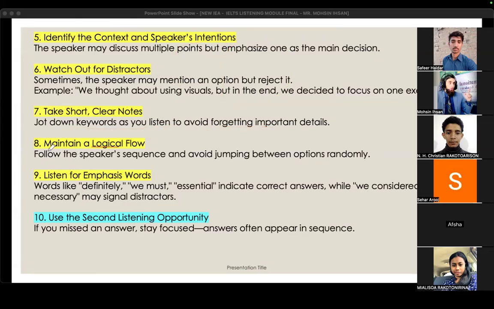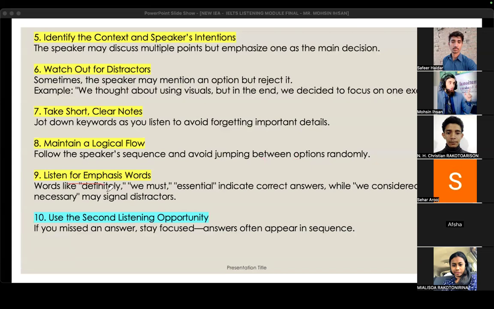Maintain a logical flow. What does it mean? Follow the speaker's sequence. Avoid jumping between options randomly, like you jump from one option to another. Just try to be very focused.